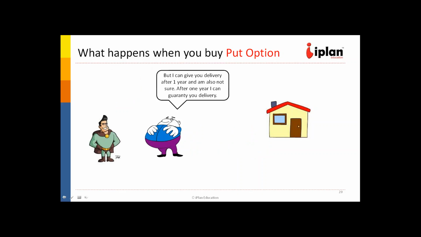But also I'm not sure that I can guarantee you the delivery. Why? Suppose I want to sell this house because I want to go to America to live with my daughter there. So I'm going to live with my daughter and I'll sell this house. But I'm not sure if my mood changes. So that's why I want to have the right to sell, but no obligation to sell.